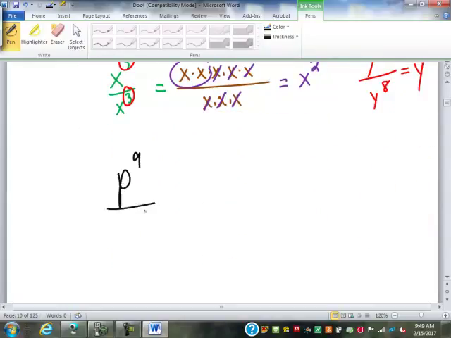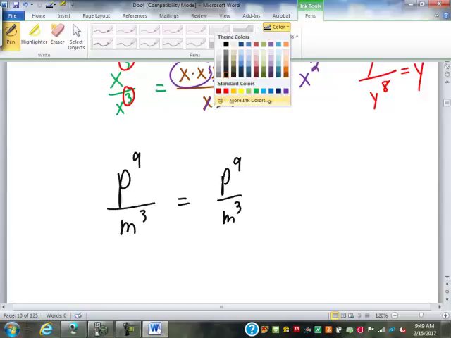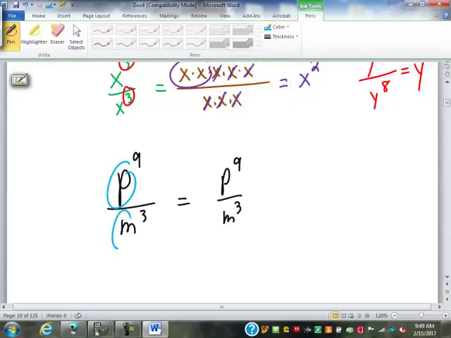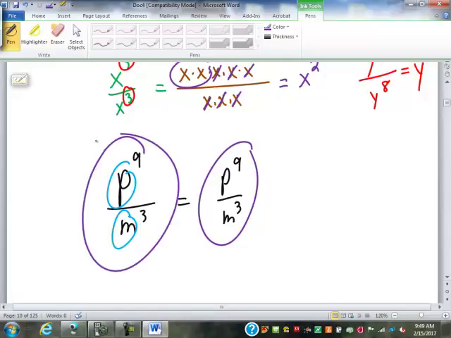So p to the 9th divided by m to the 3rd is, you got it, p to the 9th over m to the 3rd. I cannot combine them because they are different bases. I still have to have the same base to my exponent. If we have this on a test, like that kind of problem, you would just rewrite it like that and leave it. You don't just leave it blank. You just rewrite it and leave it. Or if you just circled that, that would be fine too.